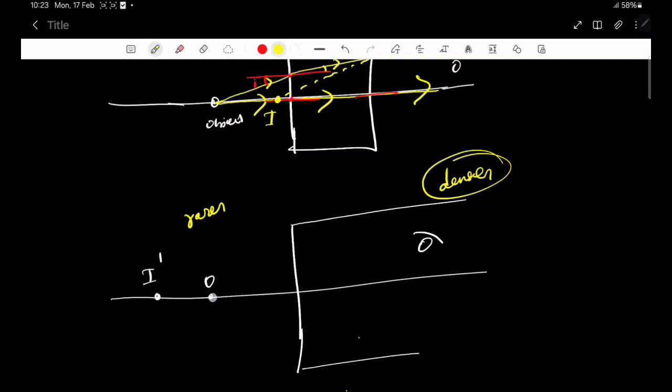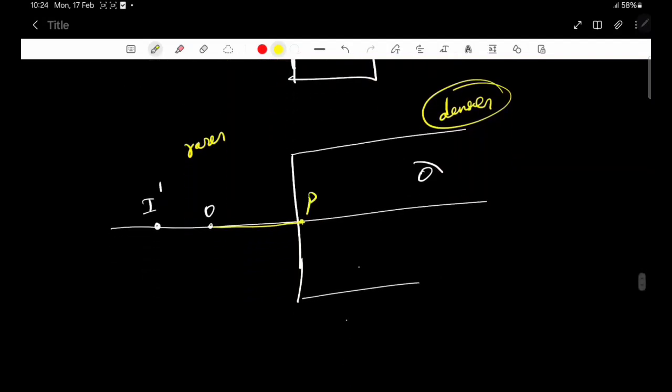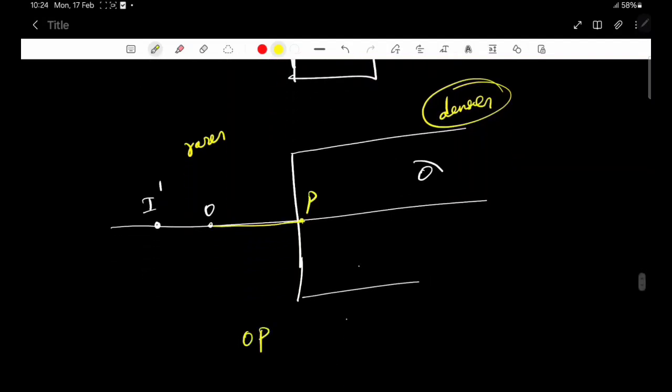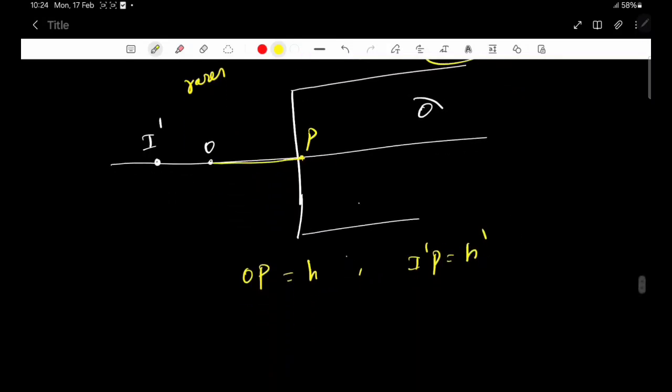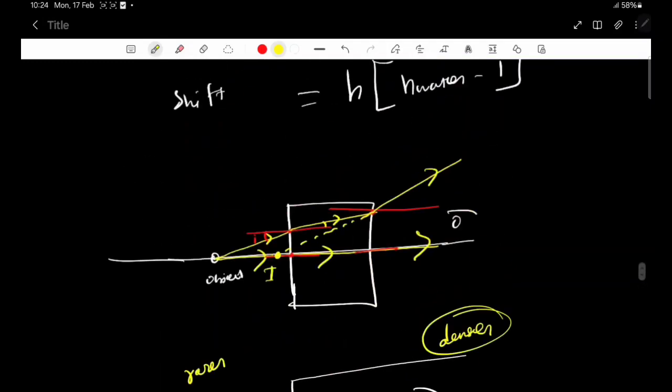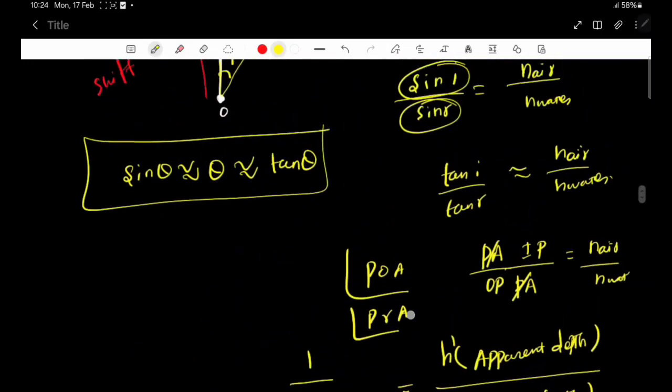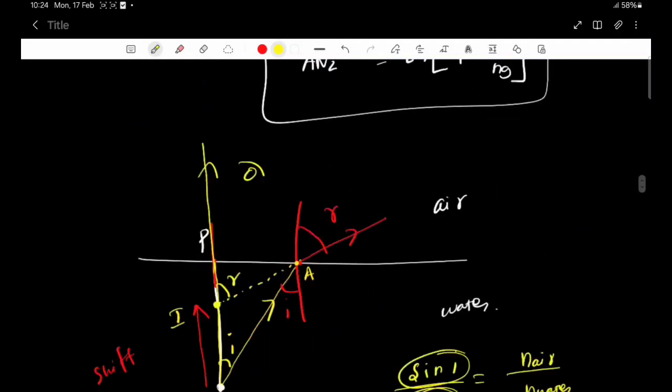So let me call this original distance OP, and the apparent position is I dash P. We know the relationship between them. What is that? OP into the refractive index of the glass equals I dash P. We learned that just now. We have seen the same thing in the scuba diver example.